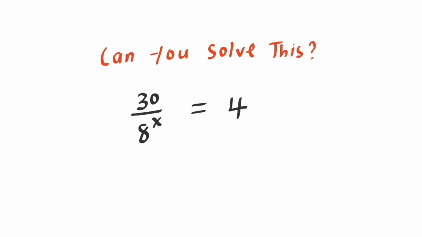Today we want to find the value of x from this given nice equation. We have 30 over 8 raised to power x is equal to 4.